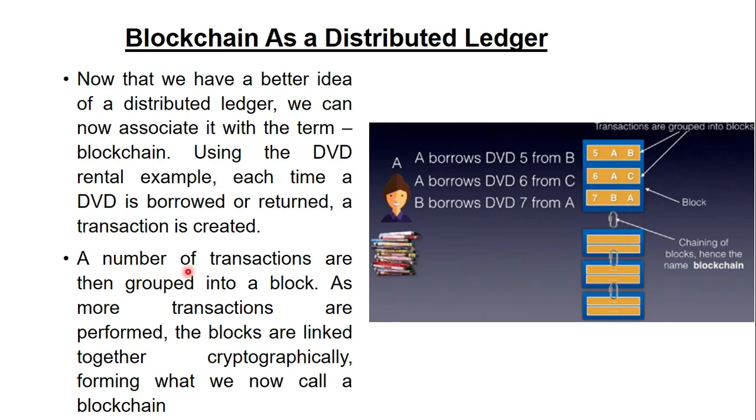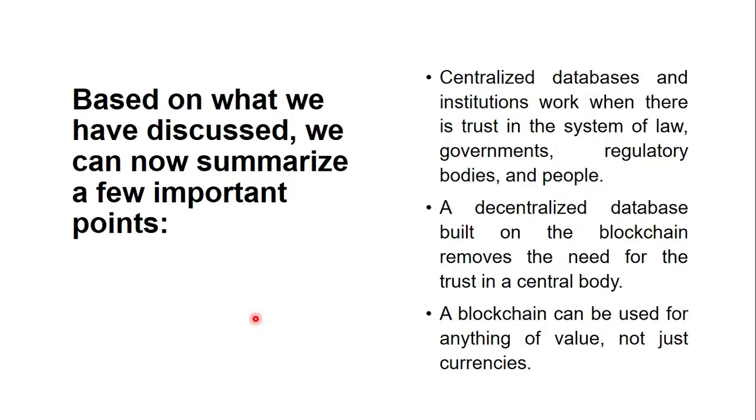So a number of transactions are grouped together to create a block. As more transactions are performed, the blocks are linked together cryptographically, forming what we now call a blockchain. Based on what we have already discussed, we can summarize a few points. Centralized databases and institutions work when there is trust in the system of law. In the first video, we already learnt about the trust factor that caused blockchain technology to evolve.